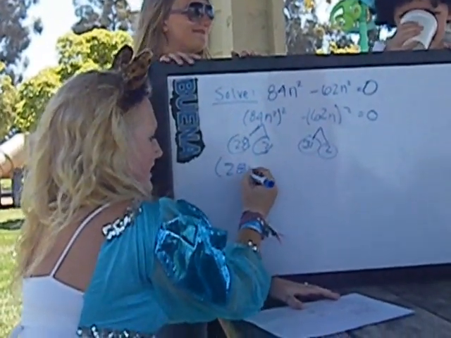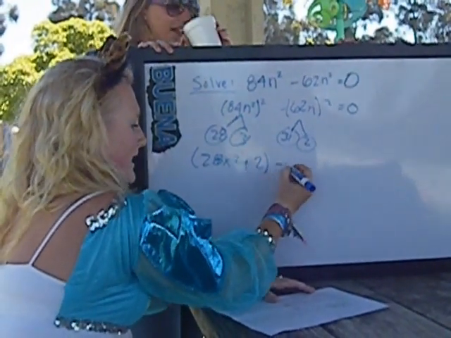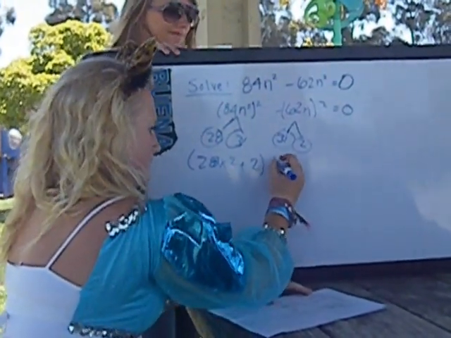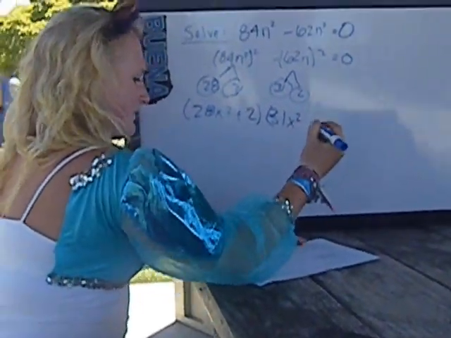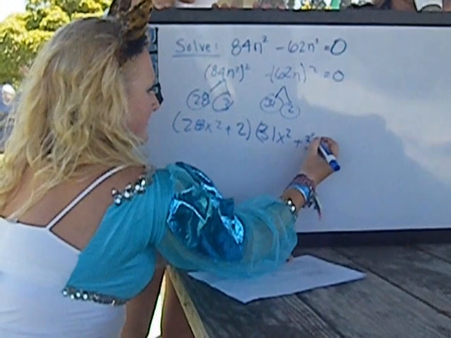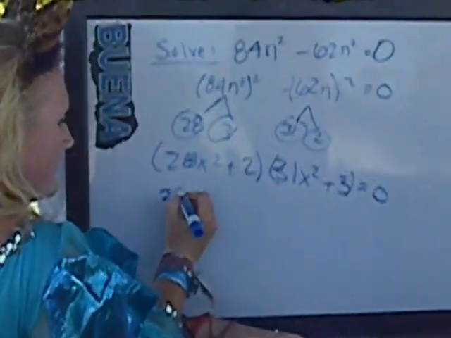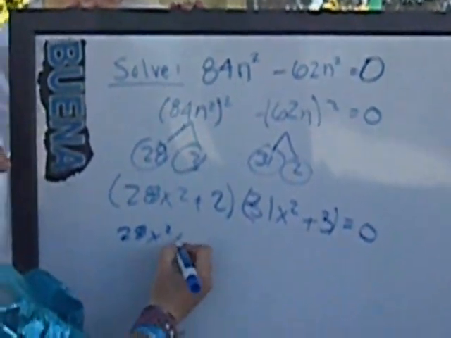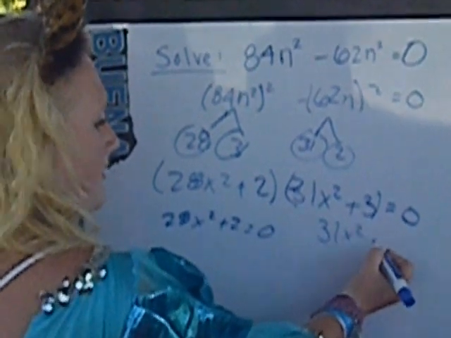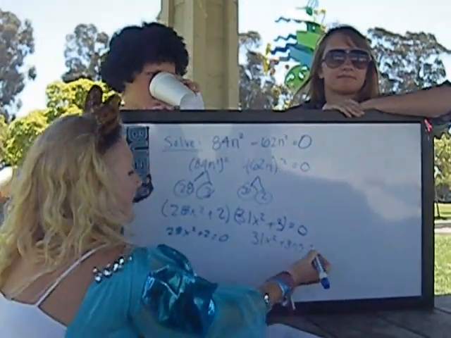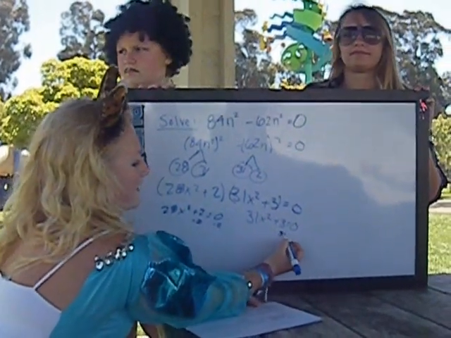The next thing we do is make the equation, which is 28x squared plus 2 times 31x squared plus 3, and we set that equal to 0. Then we're just going to take each equation separately and set them to 0 and solve from there. So we're going to subtract the 2 from each side, and then subtract the 3 for this one.